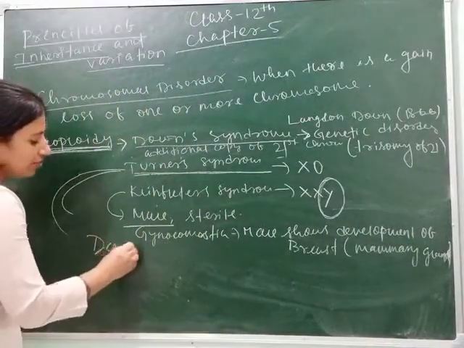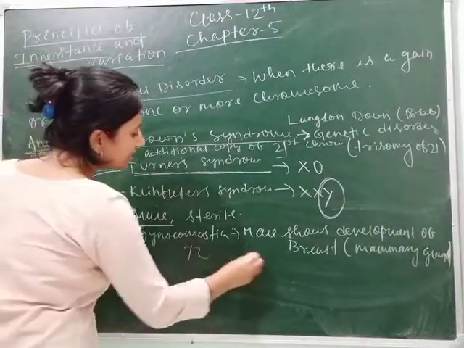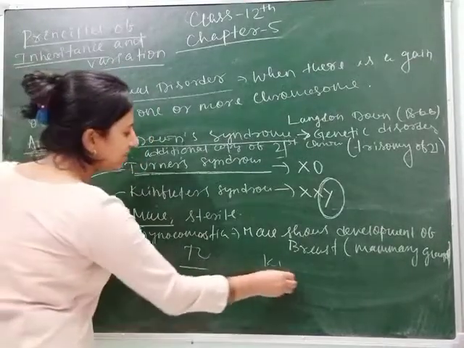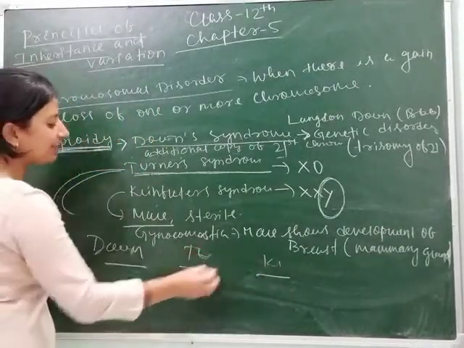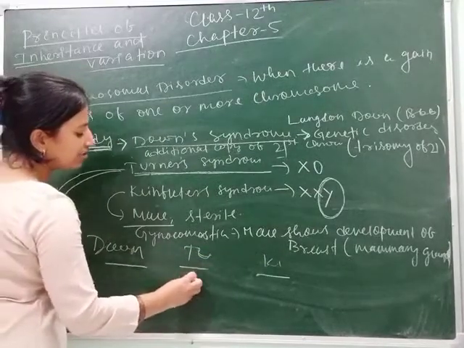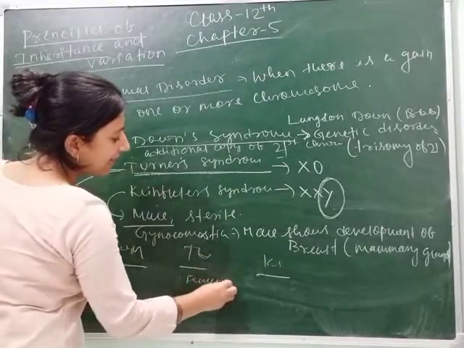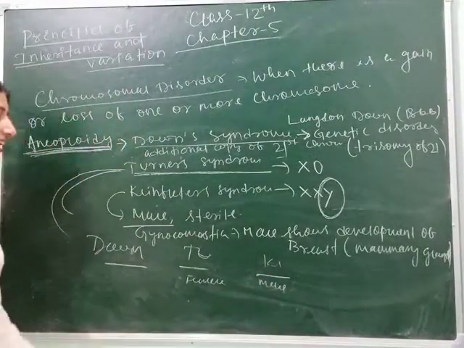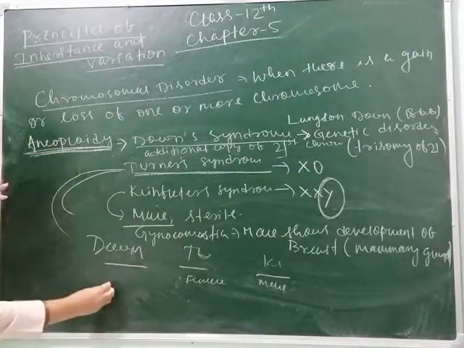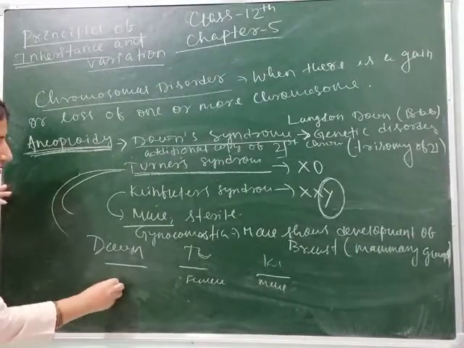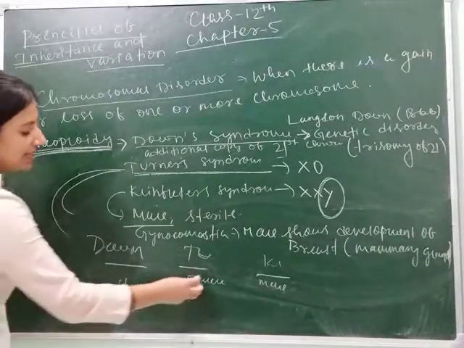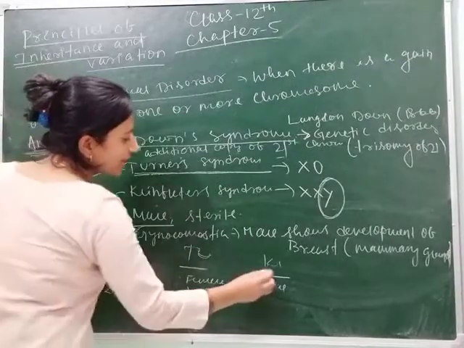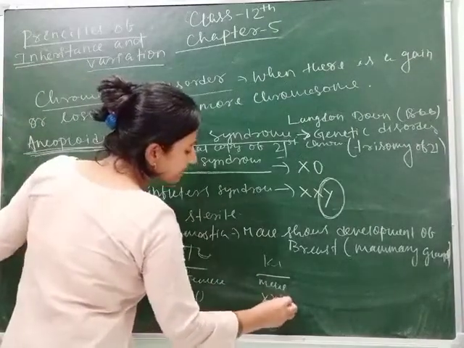So these are the characters, and this question will be asked in your exams in a tabular form. Here Down syndrome will be written, here Turner's, here Klinefelter's. Then the first question will ask, write the sex of Turner's and Klinefelter's. In Turner's you can write female, and in Klinefelter's you can write male. Then we'll ask, write the chromosome number of Down syndrome. Then you can write copy number of 21st chromosome. Here you can write in Turner's XO and in Klinefelter's XXY.